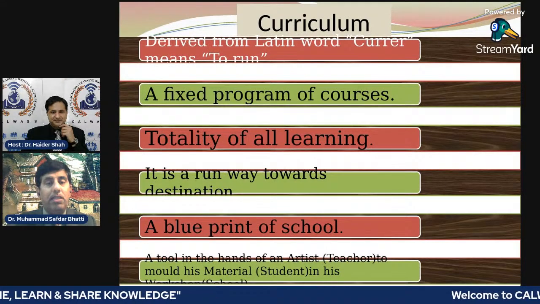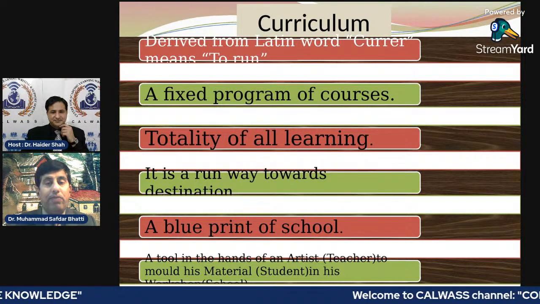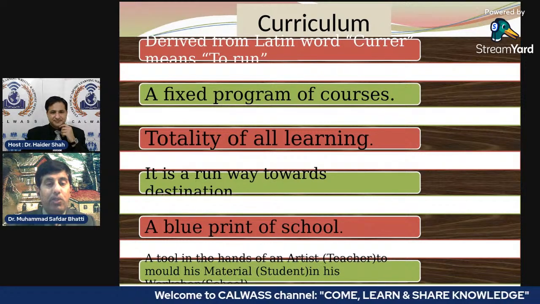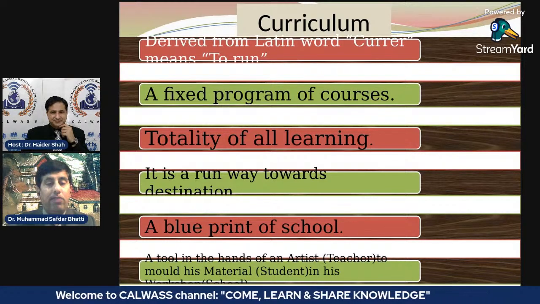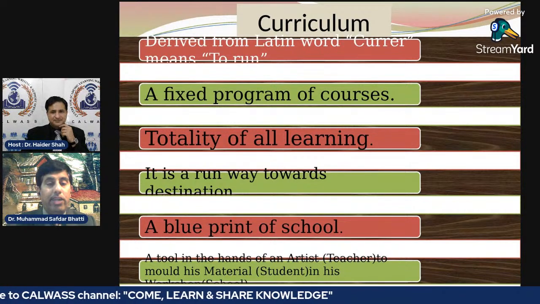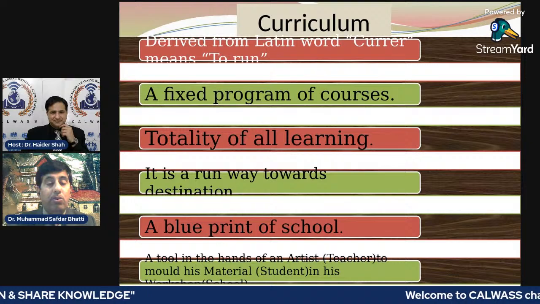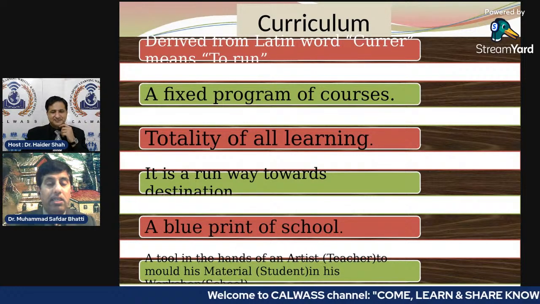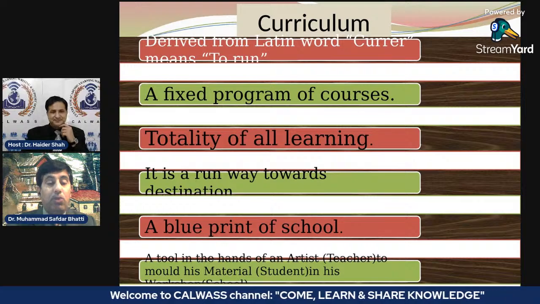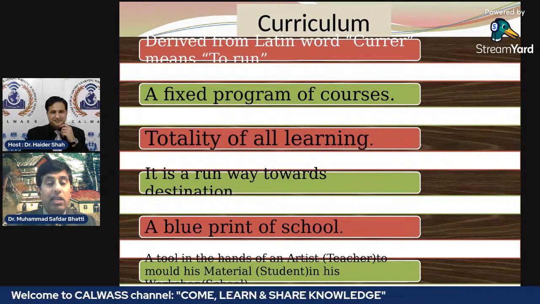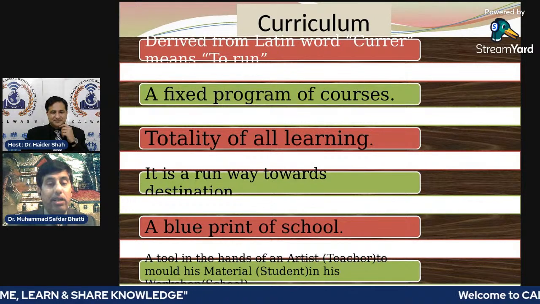The curriculum has been derived from a Latin word currere, which means to run. It is a fixed program of courses, the totality of all learning. It is a runway towards a destination, a blueprint of the school. Basically, a curriculum is a tool in the hands of an artist, definitely the teacher, to mold his material, the students, in his workshop, the classroom. So that is a triangle between the teacher, student, and the classroom.